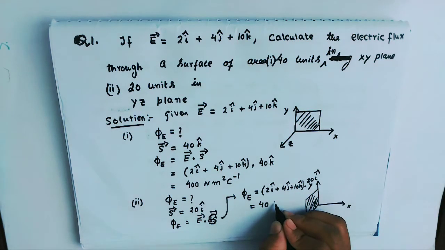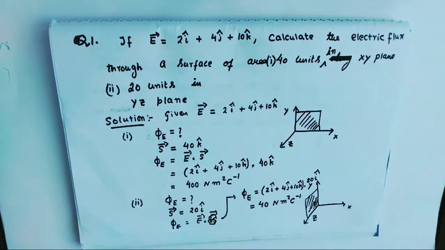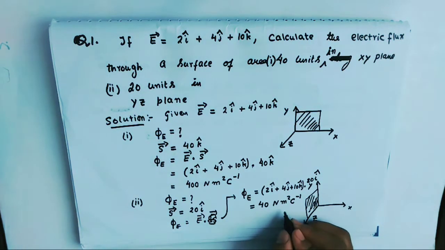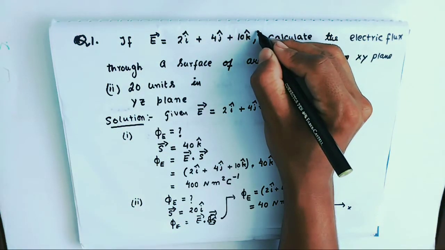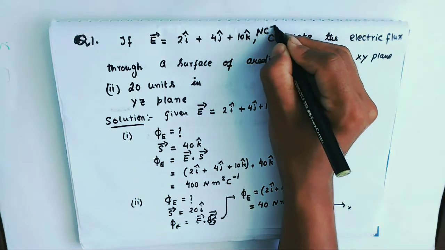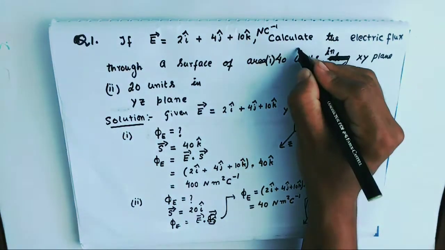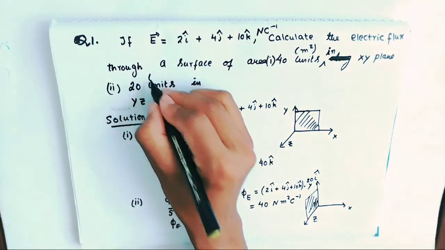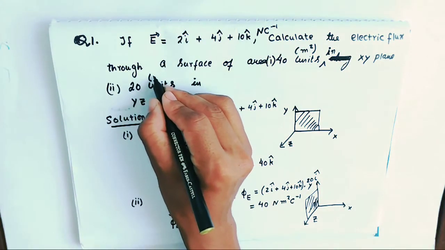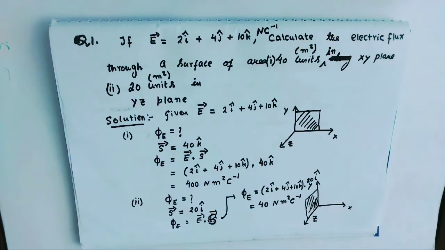What is the unit of the electric flux? The unit is Newton meter square per coulomb. So remember that this E, the unit, let us write here, it is Newton per coulomb. And this 40 units here, let us write in terms of meter square. So here also 20 units, we will write in SI unit, it is meter square.